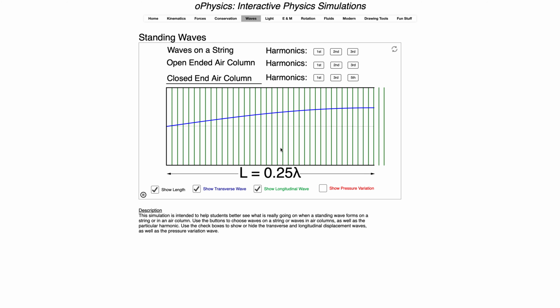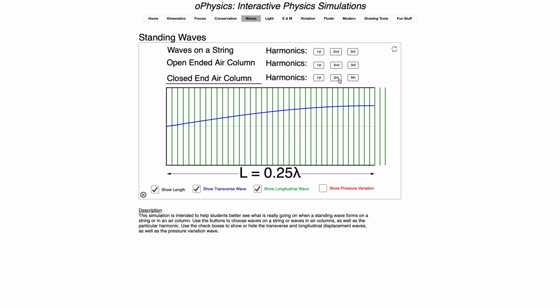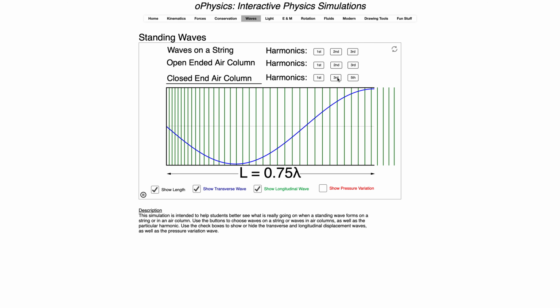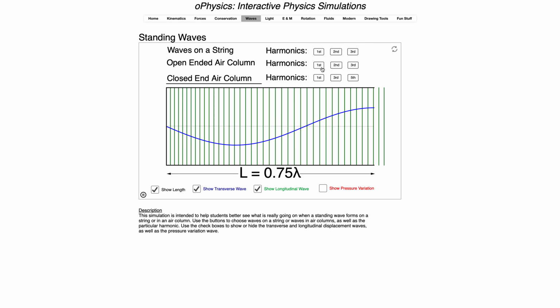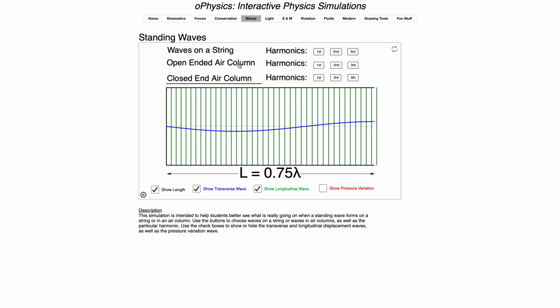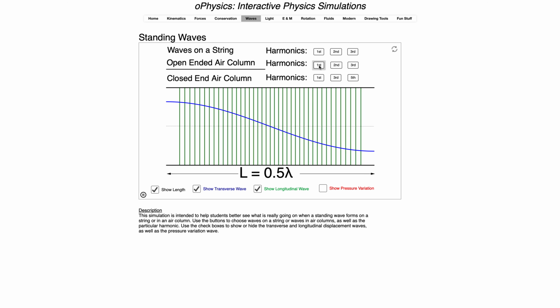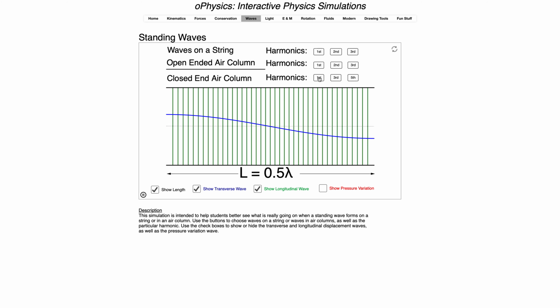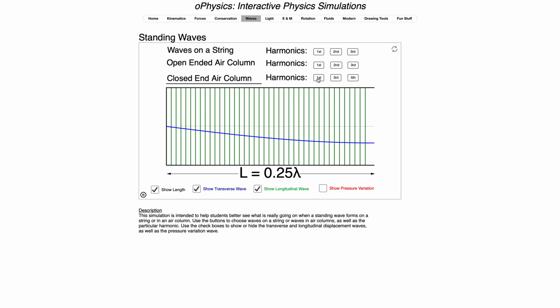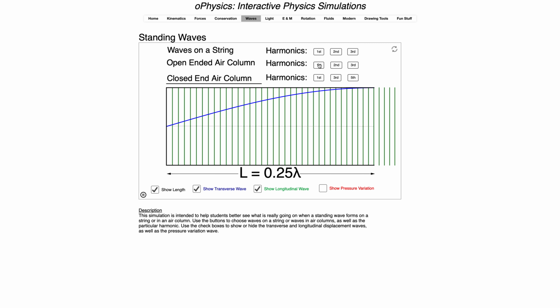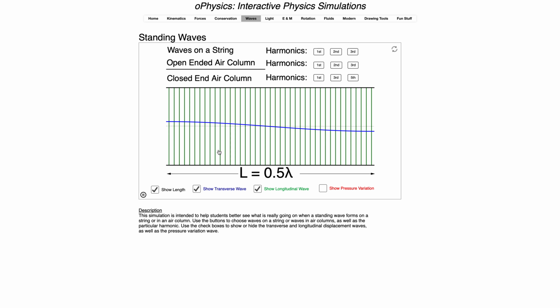So you notice here at this first one we have a quarter wavelength, but when I go to having 2 nodes, I'm at 3/4 of a wavelength. And if we go back to the open-ended air column, in this case, the first harmonic is half a wavelength. So let's compare the two. In this one, it was a quarter of a wavelength. Here it's half of a wavelength.